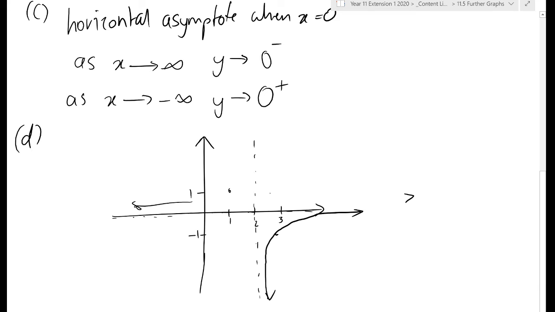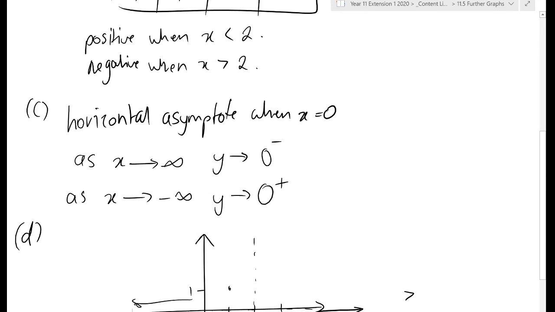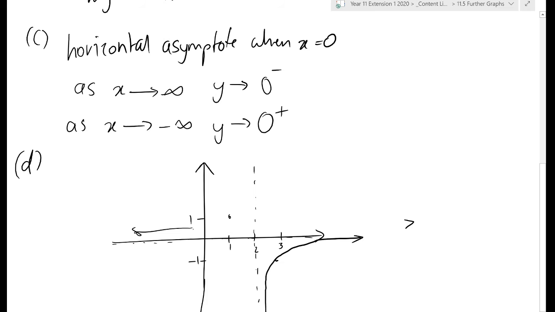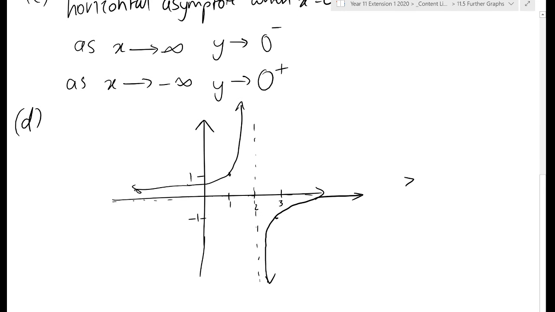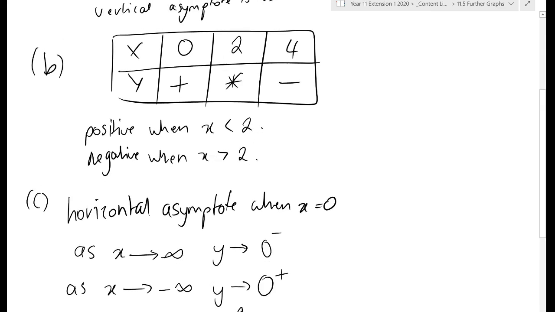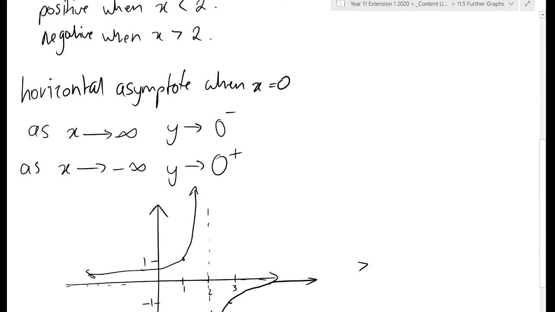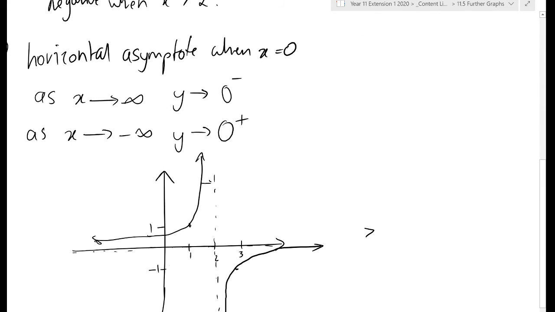Okay, so as we go this way, what happens when I get closer and closer to 2? Well, it's getting bigger and bigger, so it's going to look something like that. And there it is. We know it looks like that because it's just a regular rectangular hyperbola.